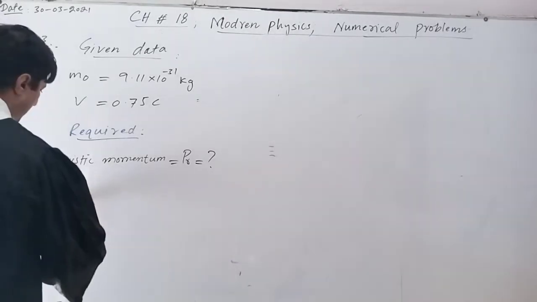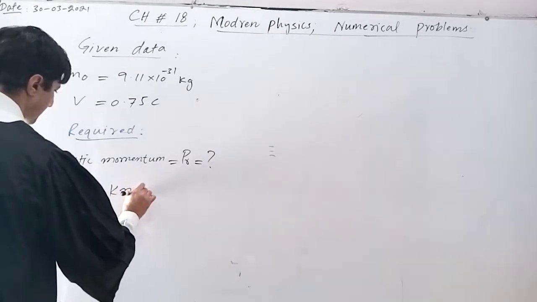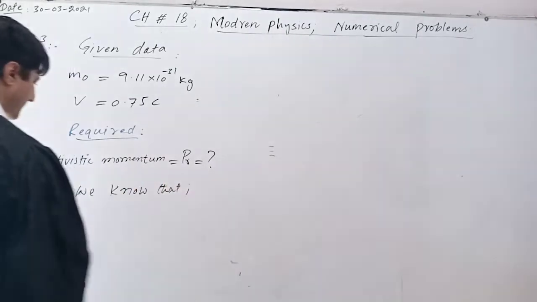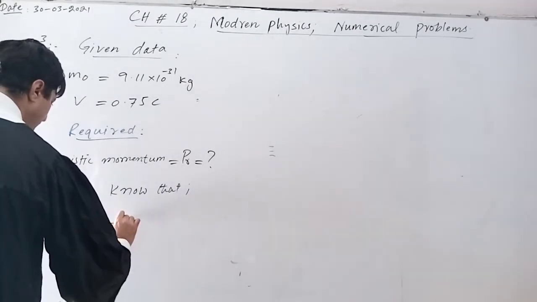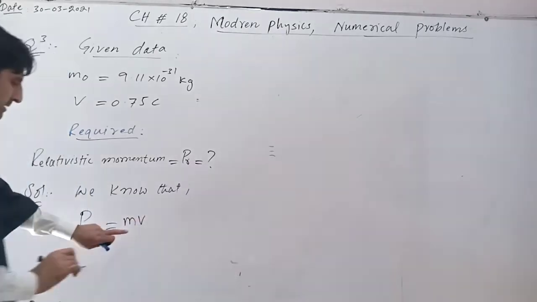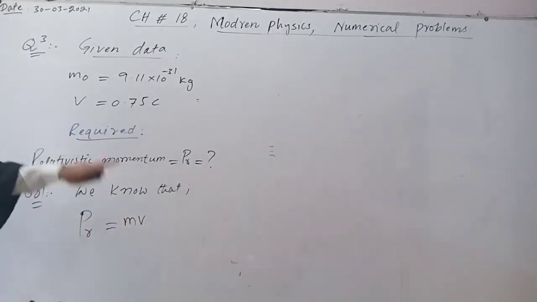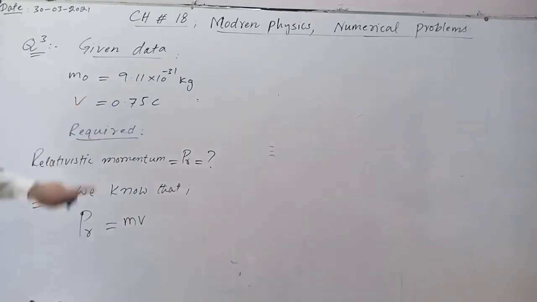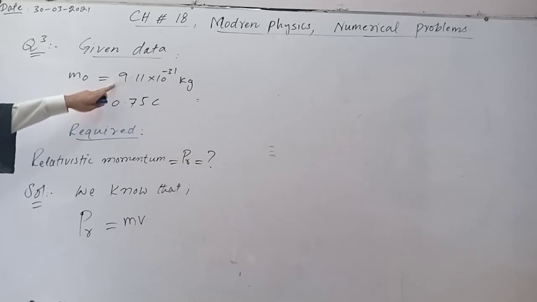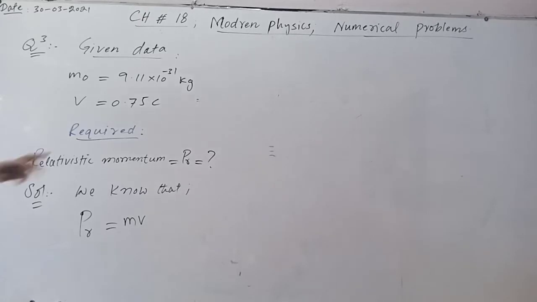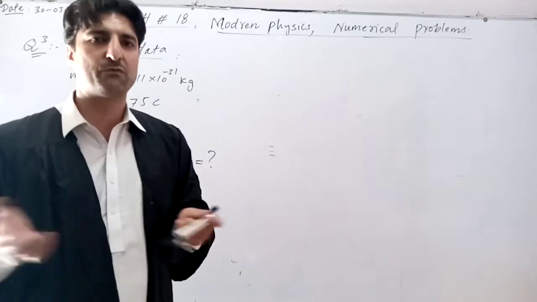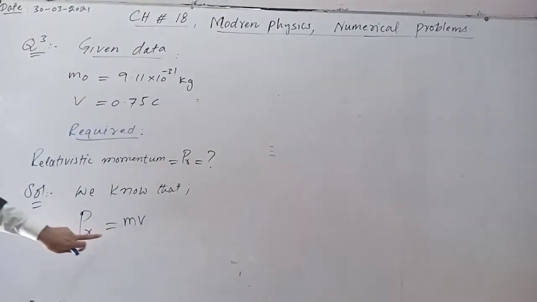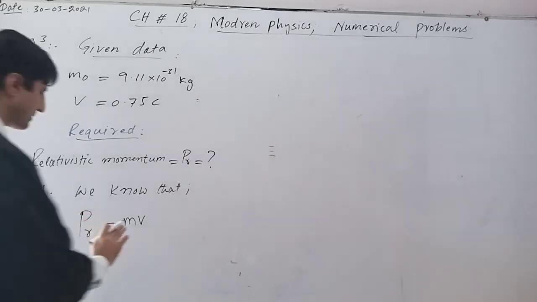Solution. We know by a formula that P relativistic equals m v. This m will be the dilated mass. This is m naught, which is the rest mass. This m will be greater than the rest mass, because when speed increases, the mass of the object also increases according to modern physics. When speed reaches the speed of light, what will be the mass? Mass will reach infinity. So P relativistic equals m into v. This is equation number 1.